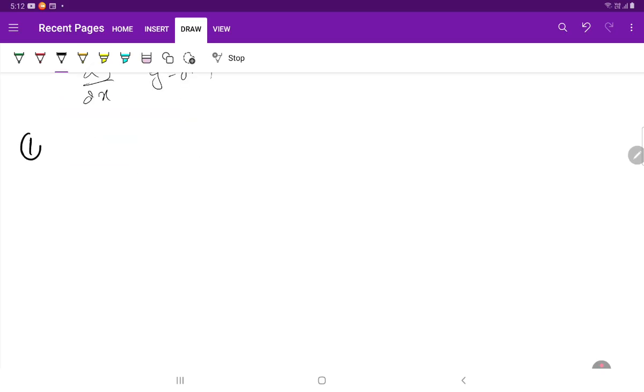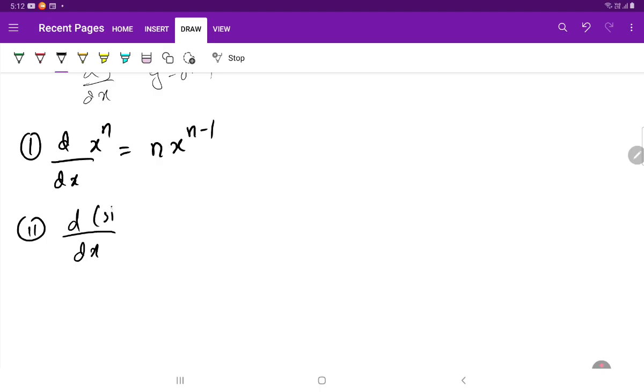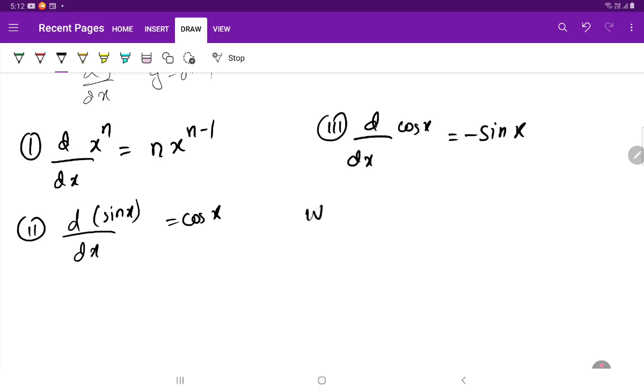So first is d/dx of x to the power n equals n x to the power n minus 1. Second, for y equals sin x, d/dx of this function sin x is given as cos x. Third, dy/dx of cos x is given as minus sin x. Fourth, dy/dx of e to the power x is equal to e to the power x.